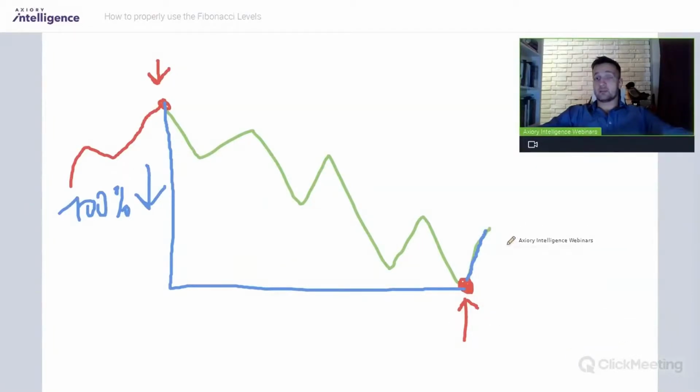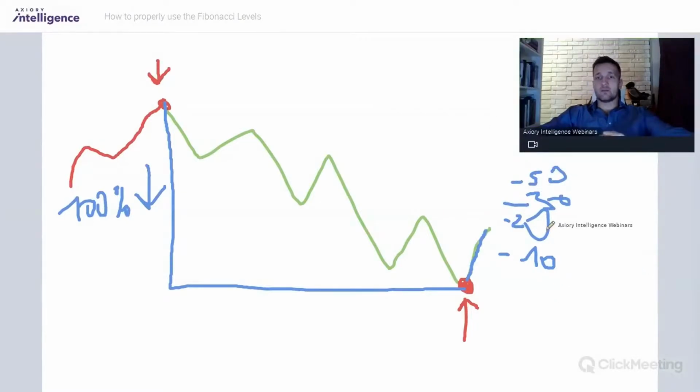Okay, can we retrace 10%? Of course we can. Why not? 20, 30, 50, etc. We could measure like this. But we use Fibonacci levels. Why do we use Fibonacci levels? Because they work. They are present everywhere, all over the world, like in nature and trading. Why should we use Fibonacci levels? Because even if they don't work, people do believe that they work, and they make them work, which is a self-fulfilling prophecy.